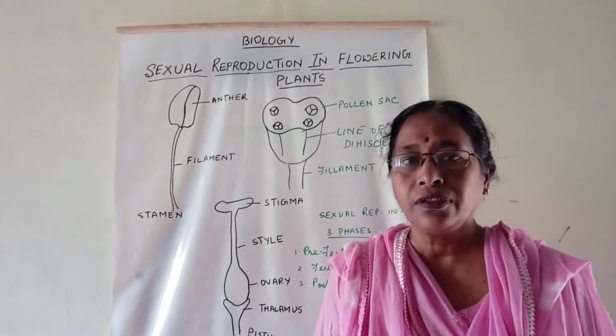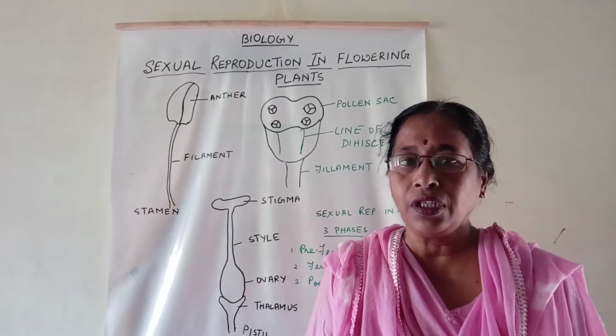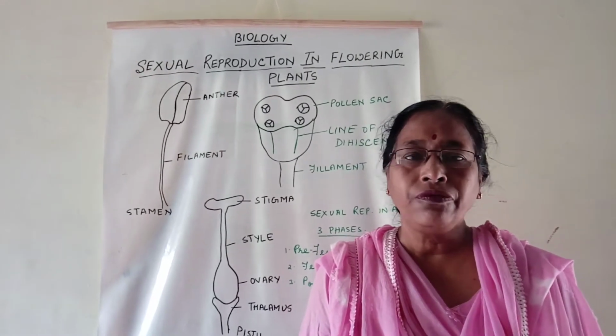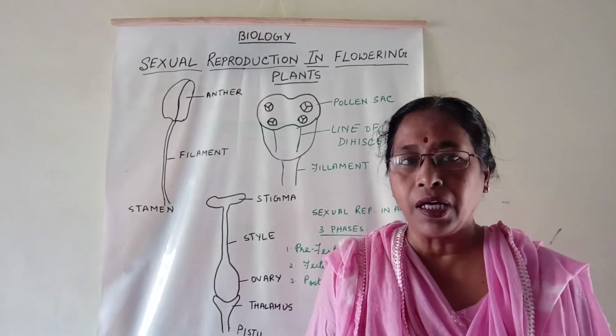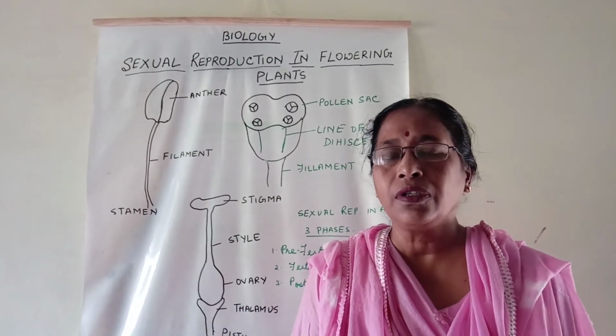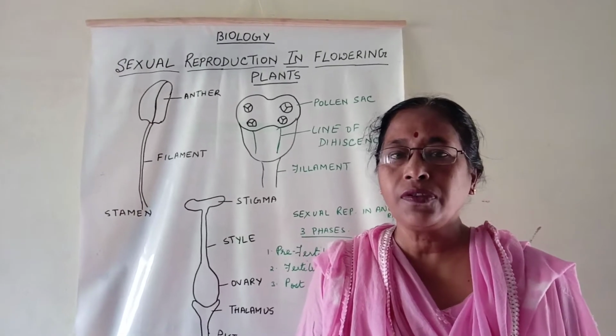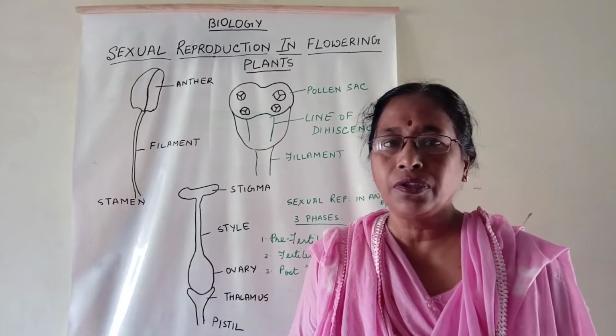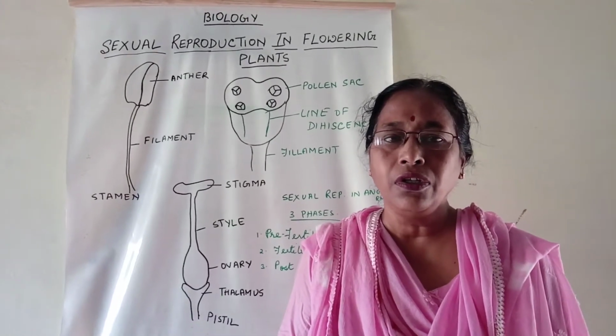Today we start the second chapter, Reproduction in Flowering Plants. All of you know flowers are the modified shoots of the angiospermic plants. A flower has got the main reproductive organs like the androecium, which represents the male reproductive organ, and the gynoecium, which represents the female reproductive organ.